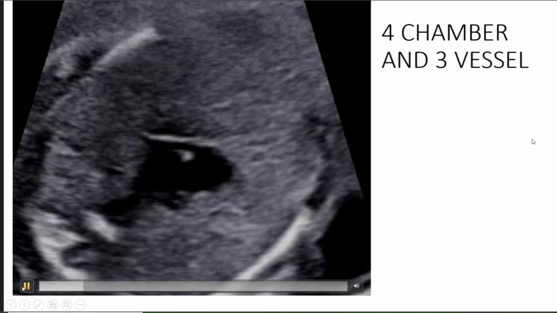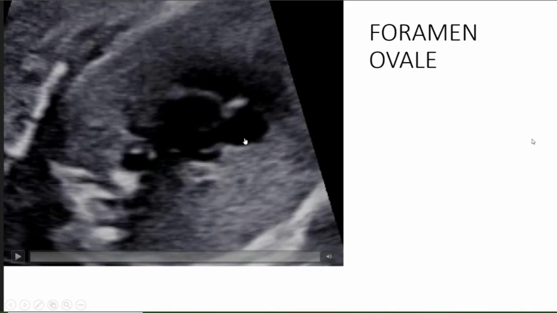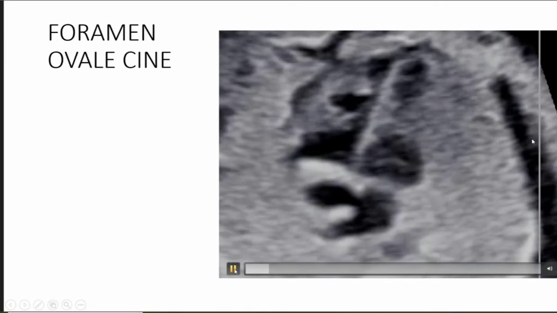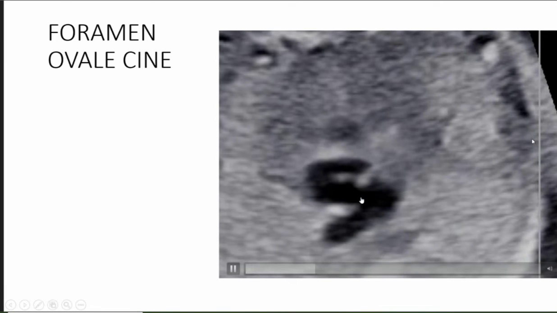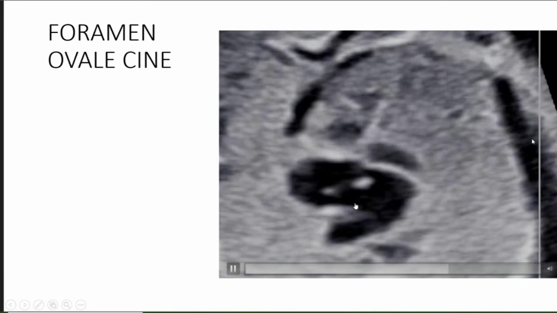Now this is another view of the foramen ovale. You can see septum primum, septum secundum, and the flap and the normal foramen ovale. Another zoomed view, a high frequency probe is used. That's the septum primum, that's the septum secundum, and this is the foramen ovale.